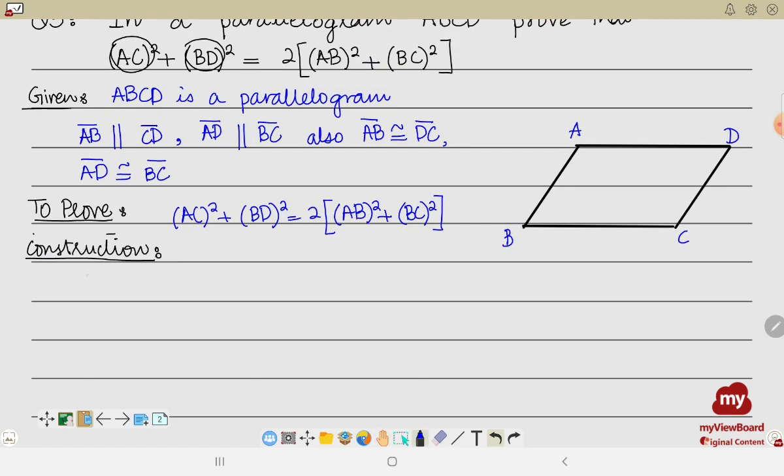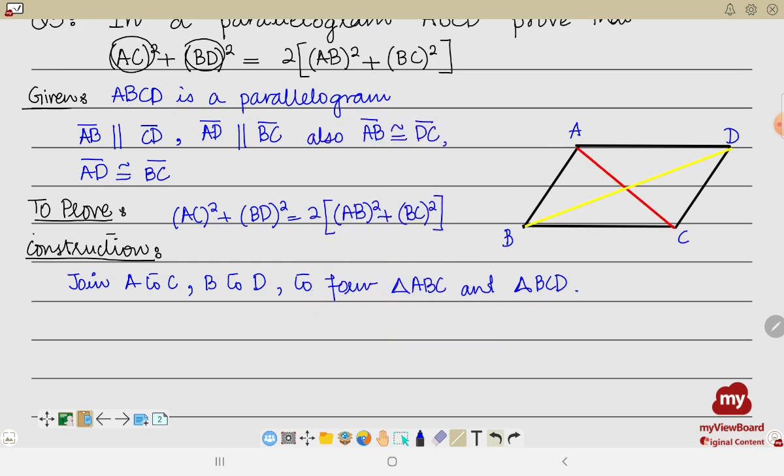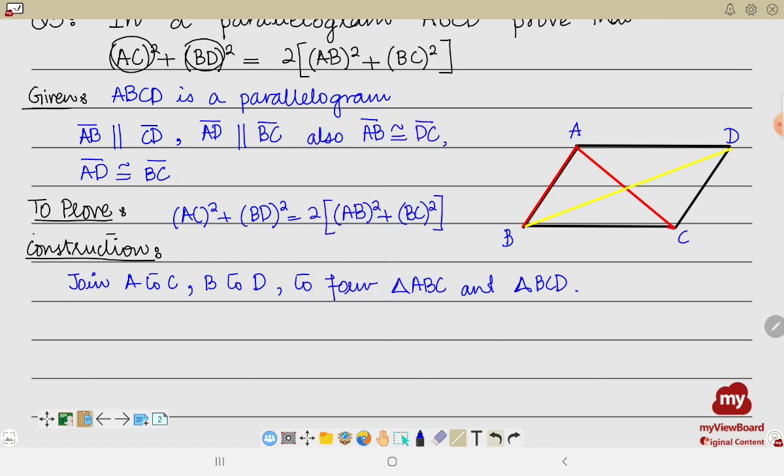Join A to C and B to D to form triangles. Triangle ABC is formed and triangle BCD is formed, right? So let's do the construction. We will join A to C and we will join B to D, right? Now if you see the triangle ABC, I'll just highlight it so that you can see it clearly.